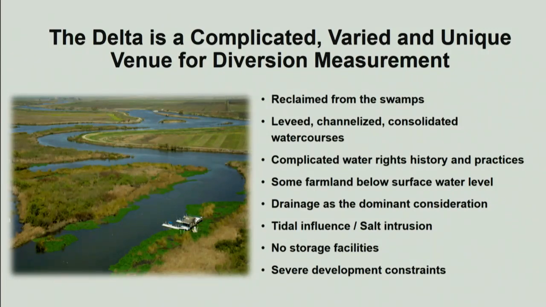It's also important to recognize that in the Delta there are no storage facilities. The Delta really acts essentially like a sponge. So you drain water out of the swamp, you try and bring water on to irrigate your crops, keep the water table at a reasonable level so that you can grow those crops, but there is no storage of water in the Delta.